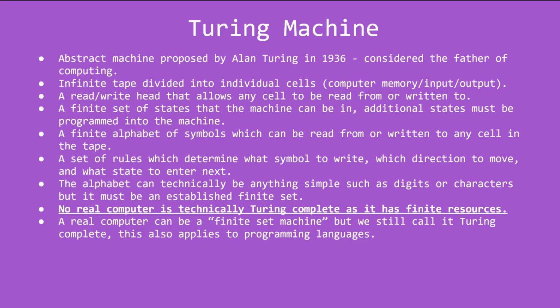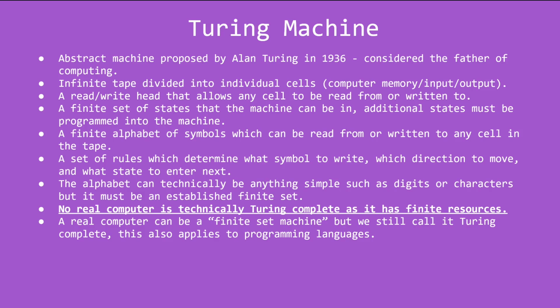All right, so you may have heard of a Turing machine. It's an abstract machine, meaning it's really just a thought process without necessarily needing a physical machine. It was proposed by Alan Turing in 1936, who is often considered the father of computing. And yes, there will be people who argue with that one.